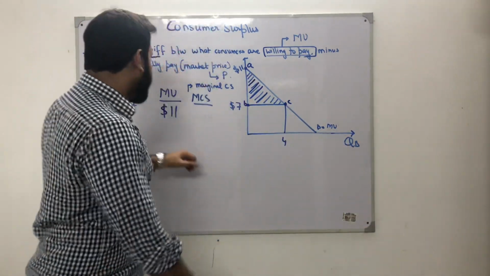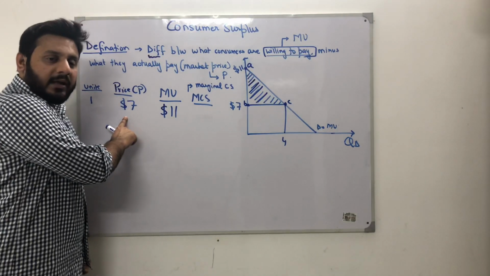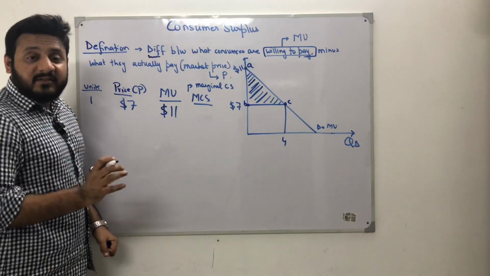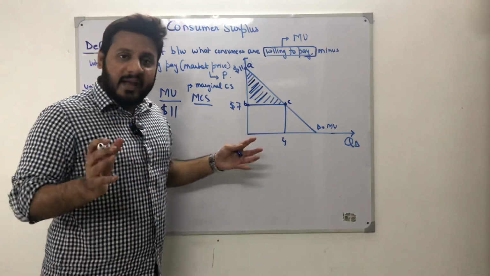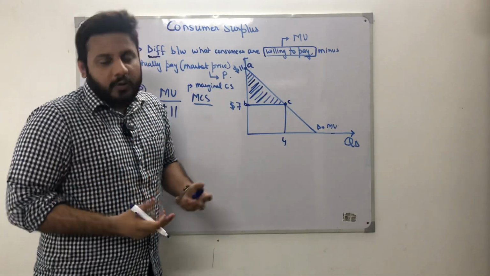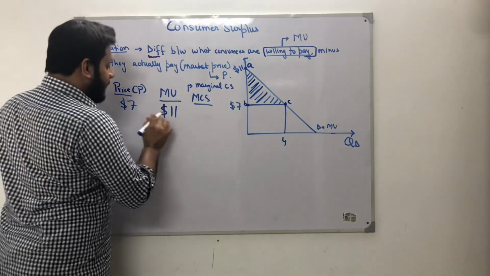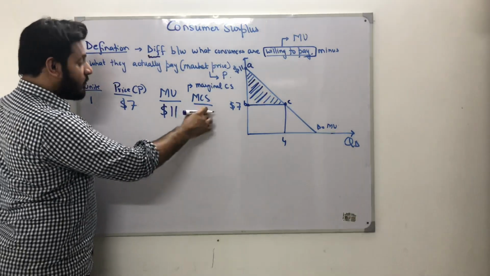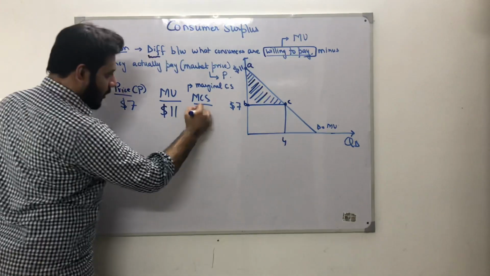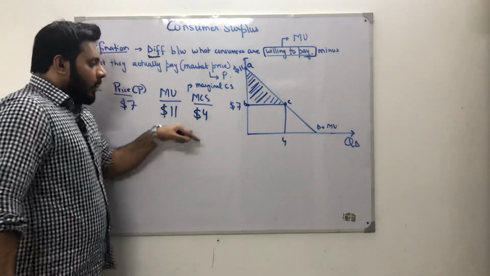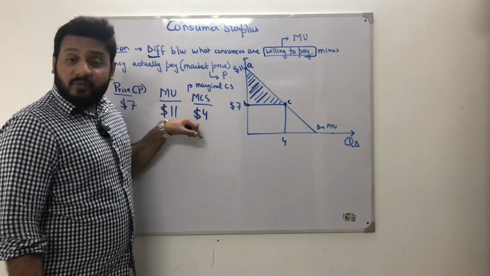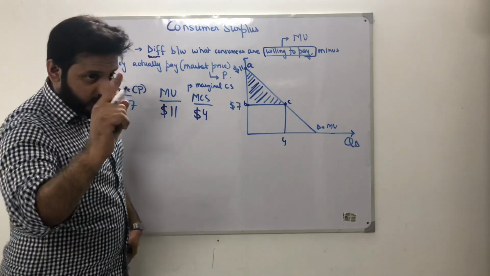But how much did I pay? I paid $7, right? So how much is the consumer surplus, or the welfare gain, or the additional benefit the consumer has gained from the consumption of the first unit of chocolate? That welfare gain is represented by the consumer surplus, and that is how much? That is $4. So $4 is the consumer surplus from the consumption of the first chocolate.